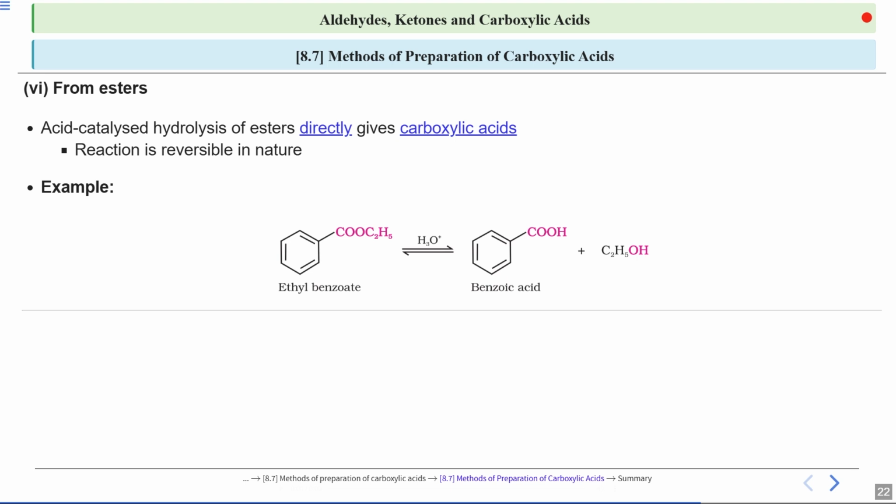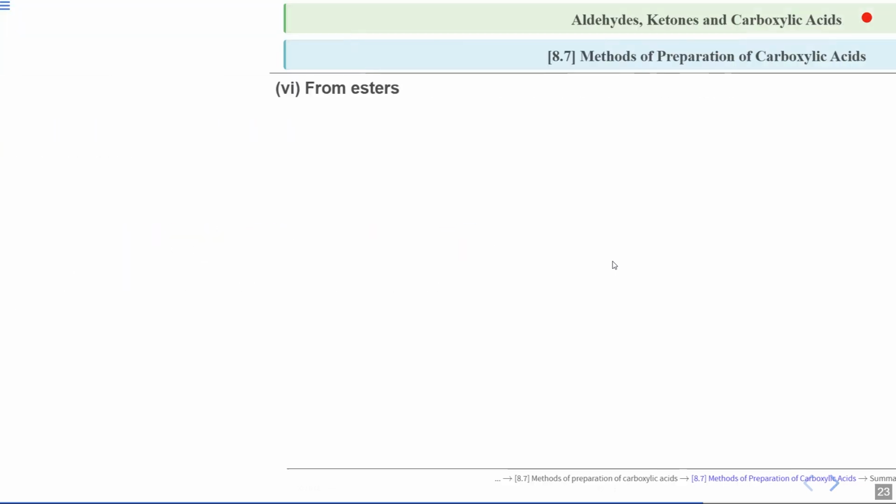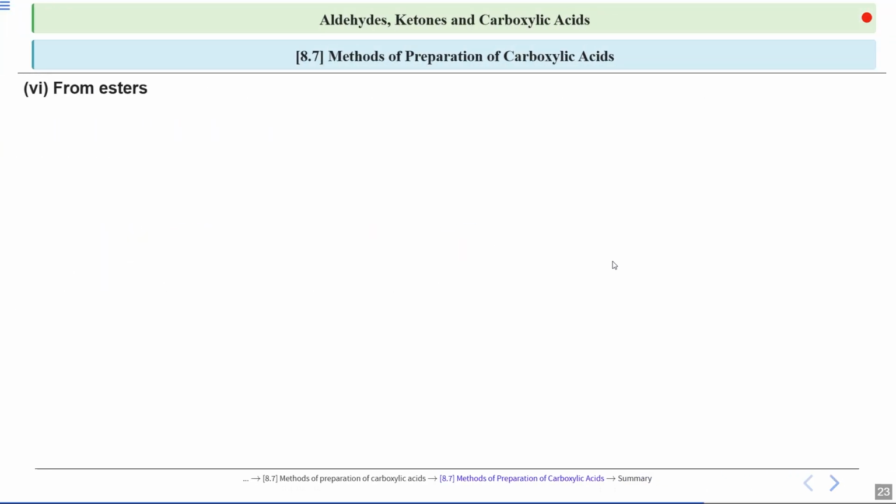If you look at this particular example, you have ethyl benzoate, which is an ester. When you do the acid catalyzed hydrolysis, it directly gives you a carboxylic acid, which is benzoic acid. And you get a byproduct C2H5OH, which is ethanol. Now, we are going to see the mechanism of this acid catalyzed hydrolysis of esters.